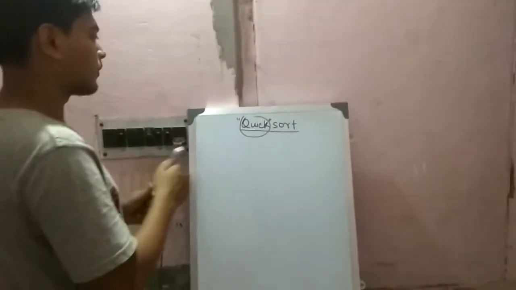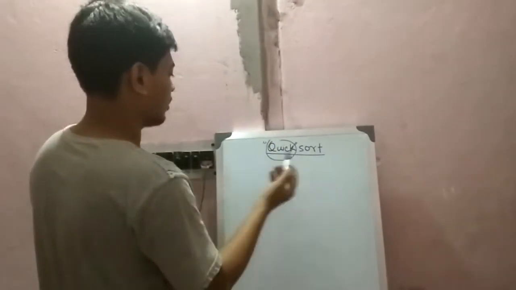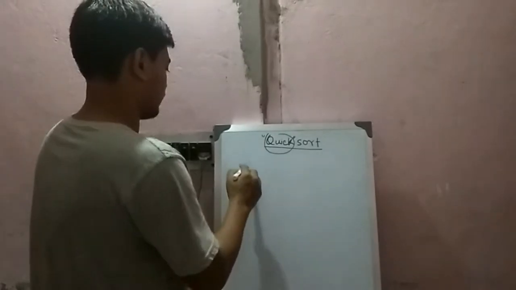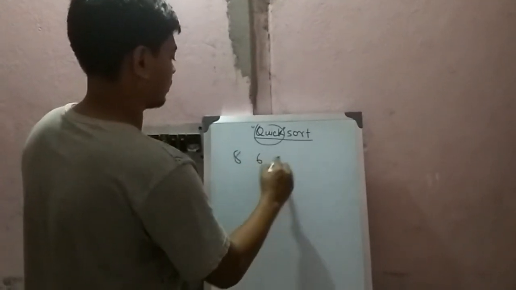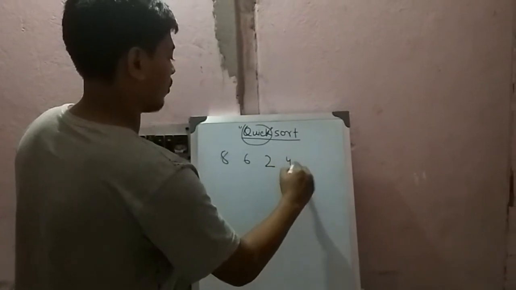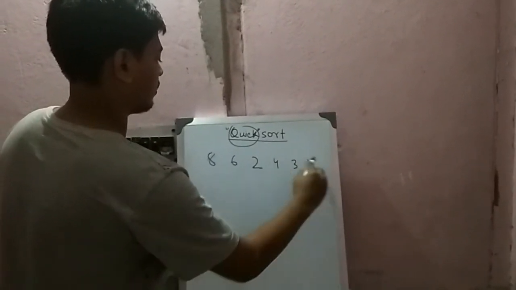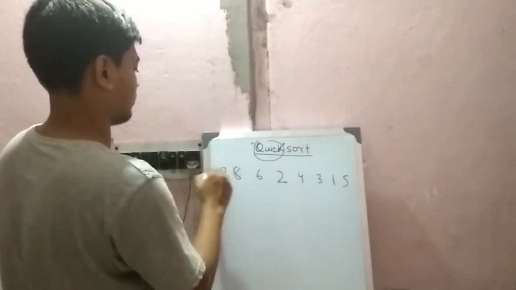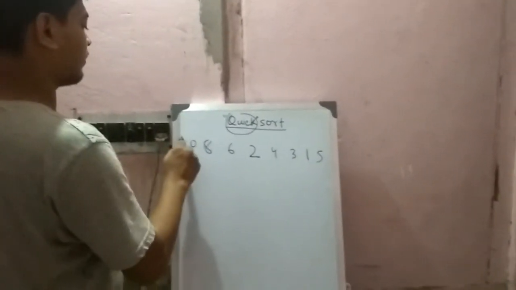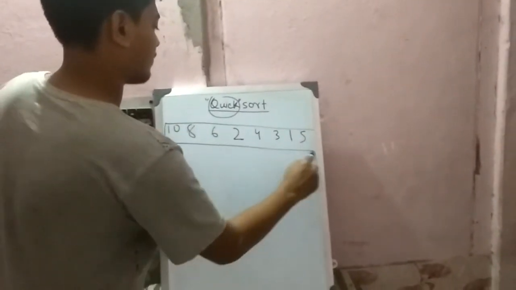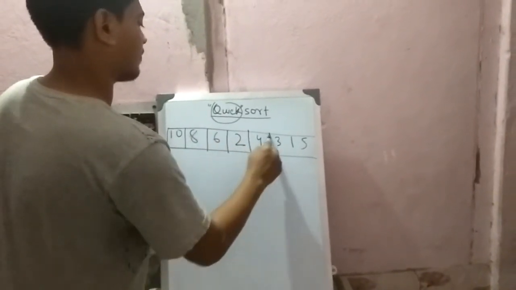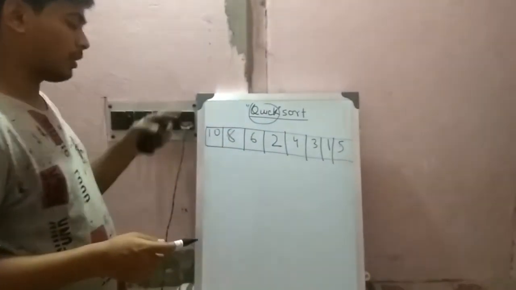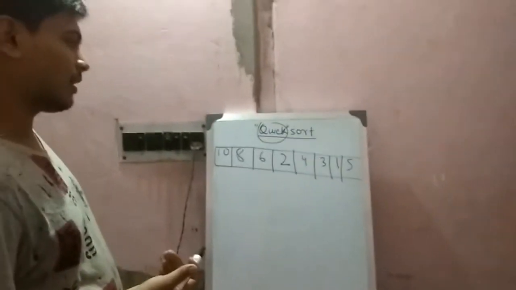So let's see how the quicksort algorithm works. Let us take a random array, say 8 6 2 4 3 1 5 10. So this is an array of eight elements. How do you sort it? Let's take an element.